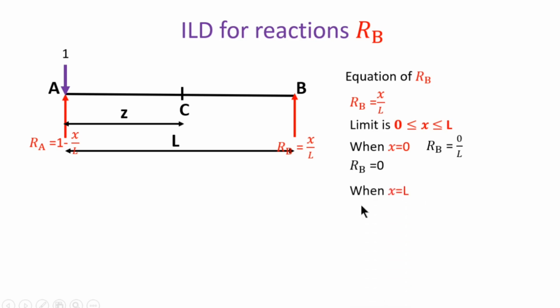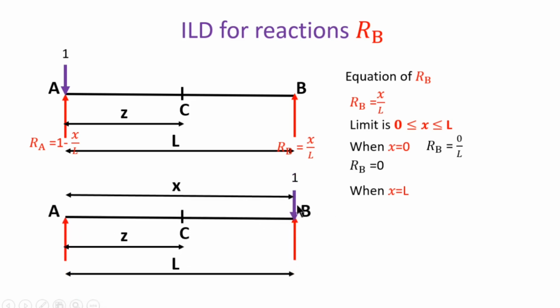The next, when x equal to L, it means this unit load is at the location of B. In that case what is the Rb? So Rb is equal to x by L. Put here x is equal to L. So Rb is equal to L by L. So Rb is equal to 1. So we got here Rb when x equal to 0, Rb is equal to 0, and when x equal to L, Rb is equal to 1.